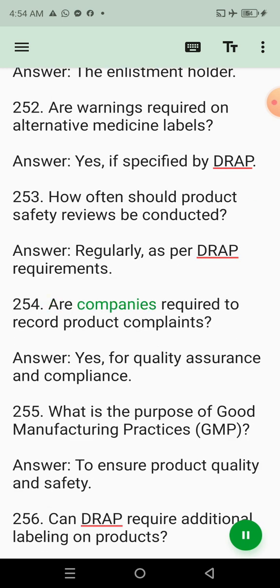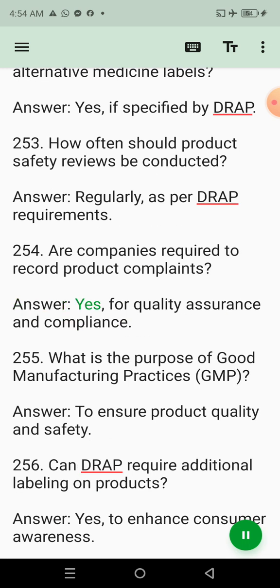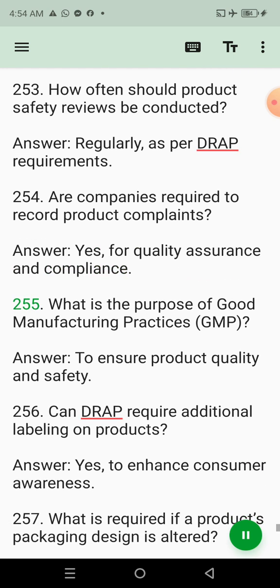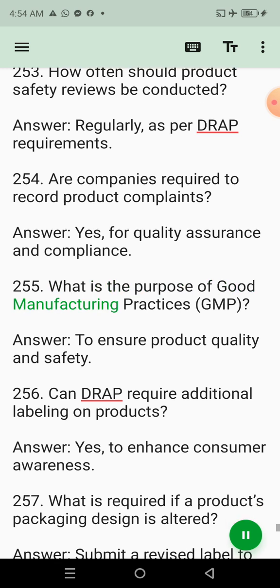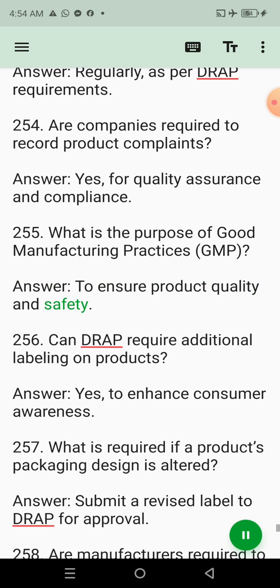254. Are companies required to record product complaints? Answer: yes, for quality assurance and compliance. 255. What is the purpose of Good Manufacturing Practices (GMP)? Answer: to ensure product quality and safety.